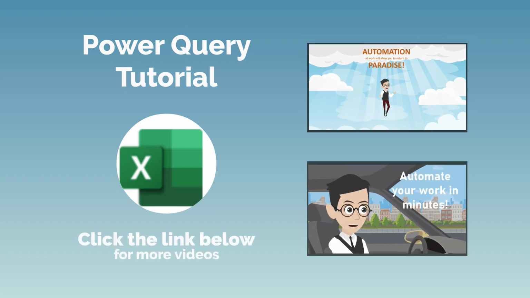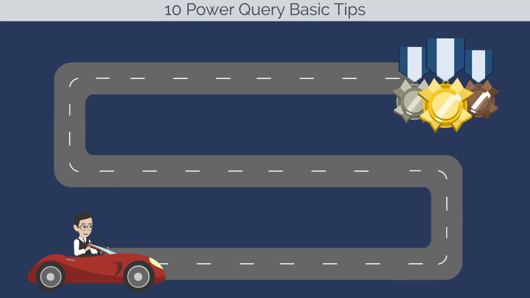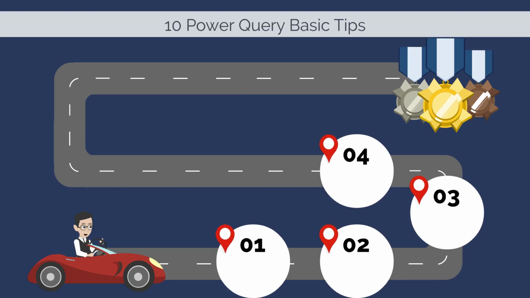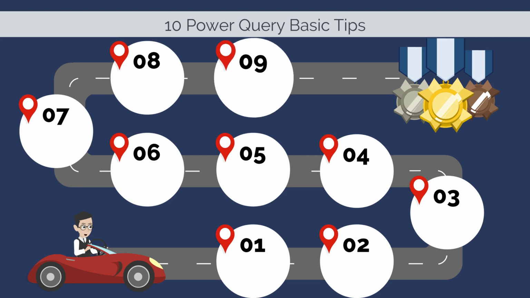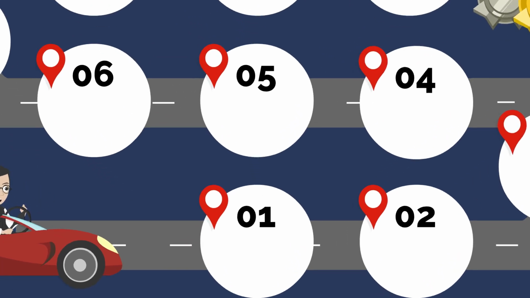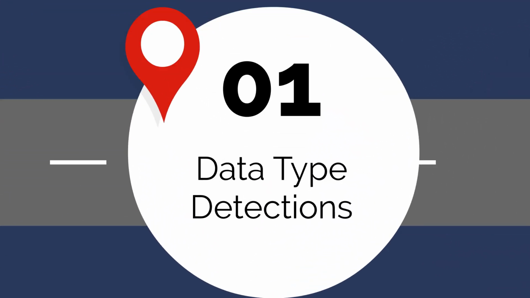This video is the last one of the series. Today, I will share 10 basic Power Query tips that will help you smooth out your work with Power Query. Number 1 is Data Type Detection.